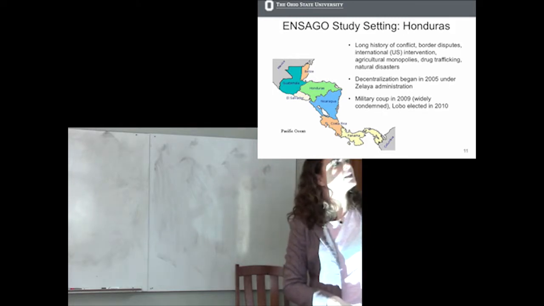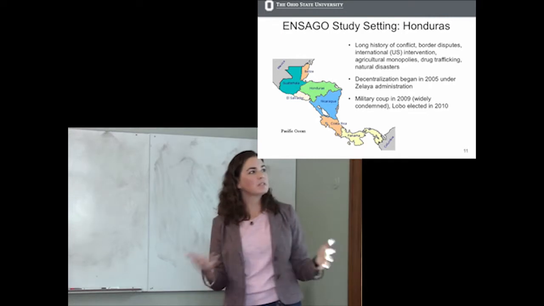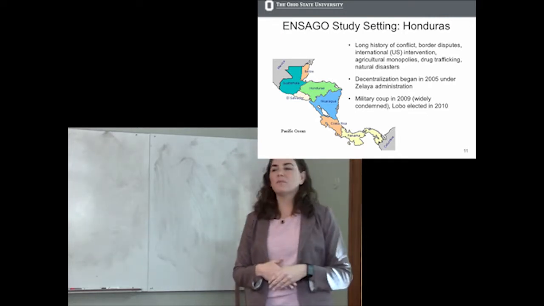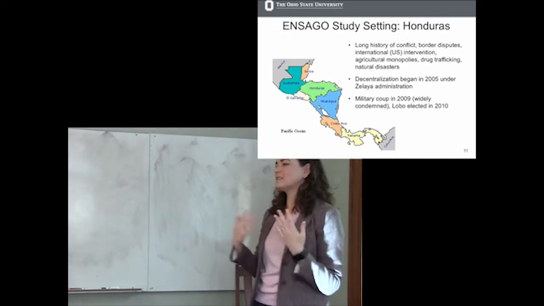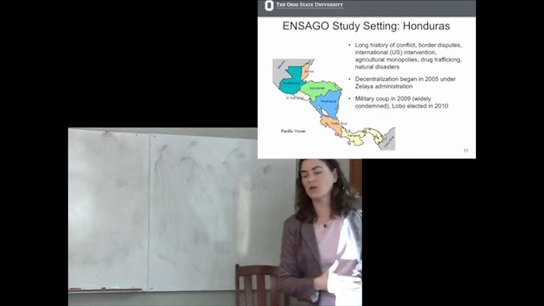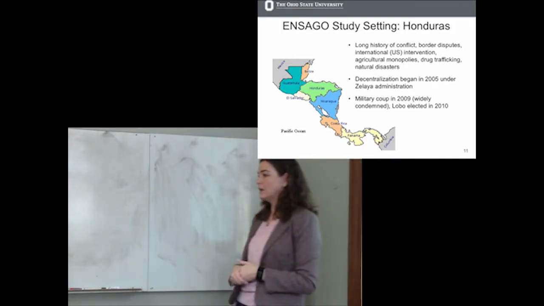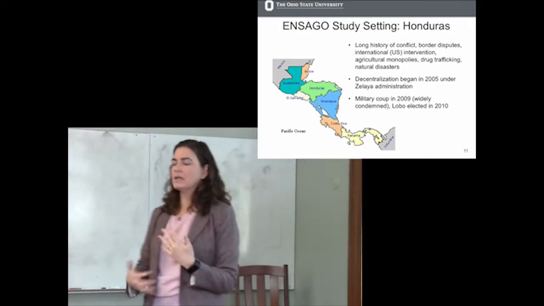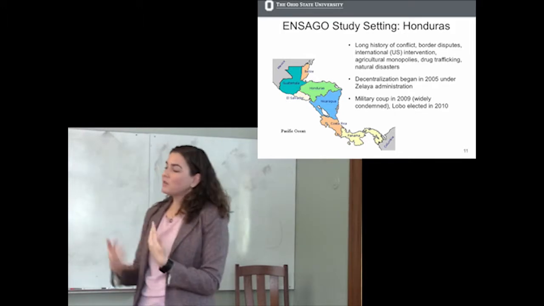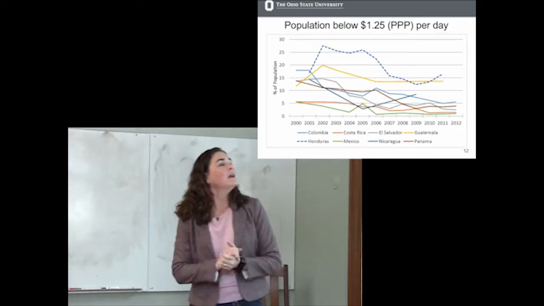And Zelaya was elected, and he began this process of decentralization during his administration. And there were a lot of things that he did that did not sit well with a lot of the big players in Honduras. And so this military coup occurred, and then Lobo was elected in 2010. And that's kind of where we are now. You have to be careful when you go to Honduras, is all I have to say about that.